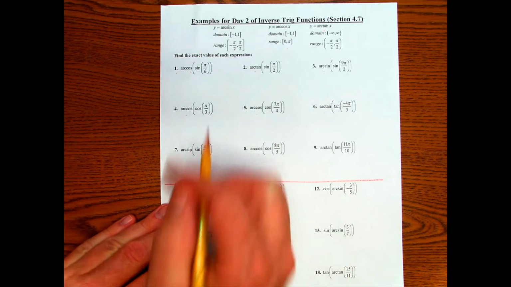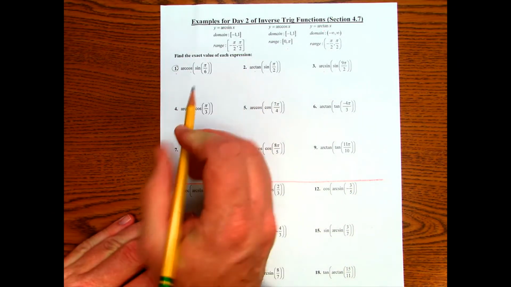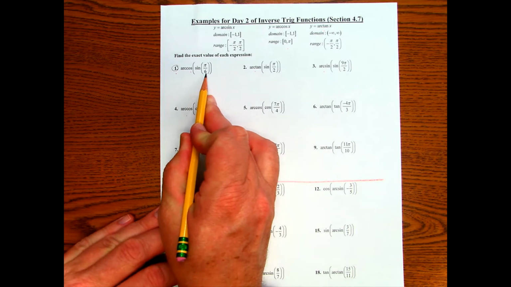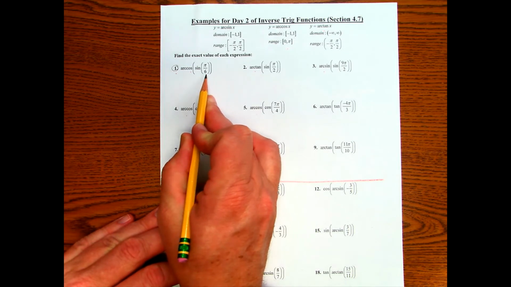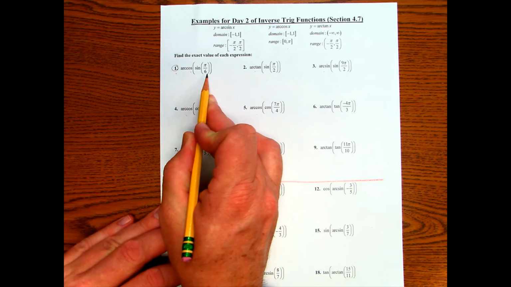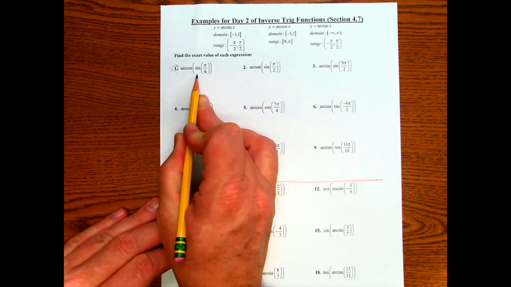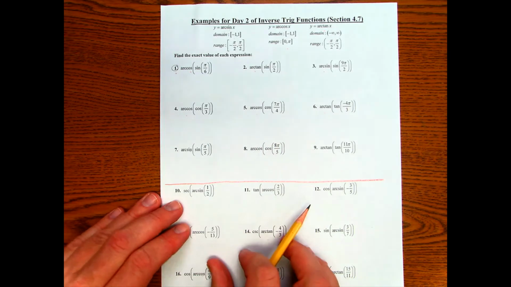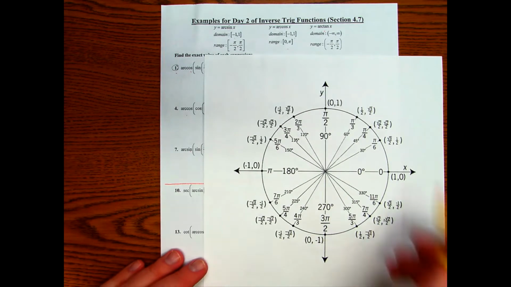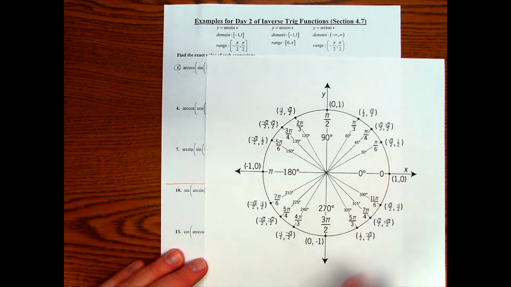All right, starting off with number 1, we have the arc cosine of the sine of π/6. All right, the same as it's always been in your previous algebra classes. If you have a composition of functions, you start at the inside and work your way out. So the first thing we're going to do is evaluate sine of π/6. Okay, that's a number that we can get directly from the unit circle. Sine of π/6 is a half.